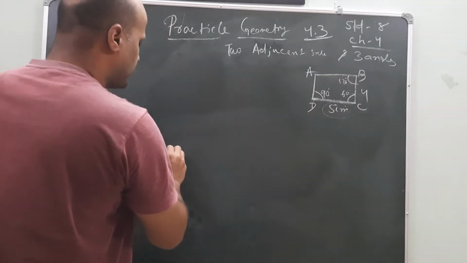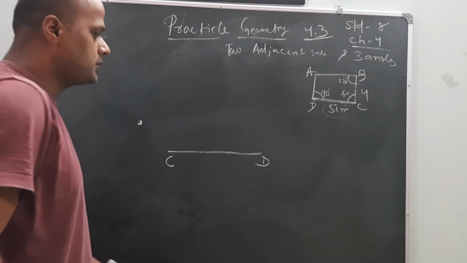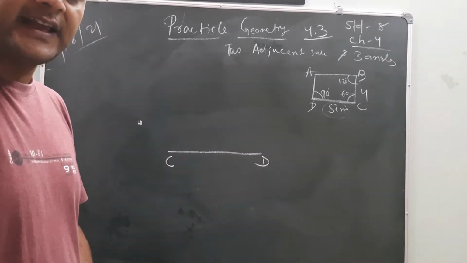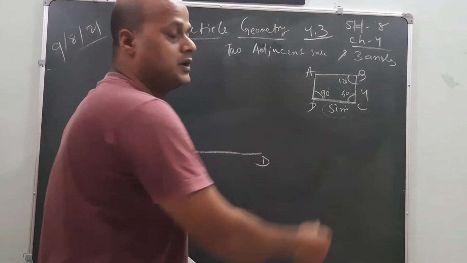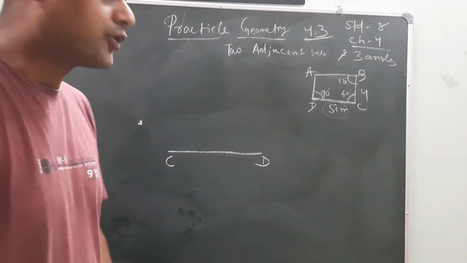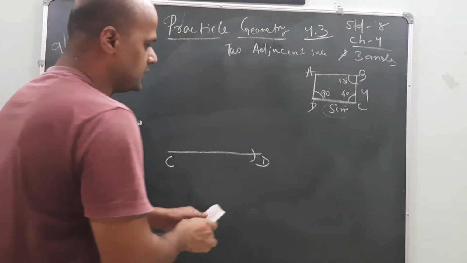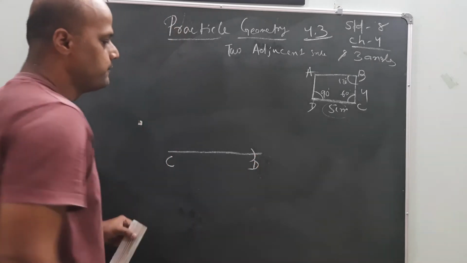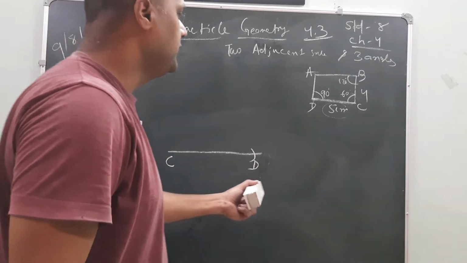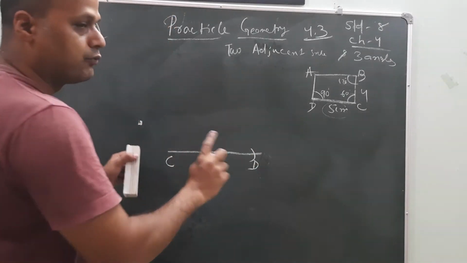So first draw CD. Draw CD with the help of the scale: transfer the dimension from the scale, how much? 5 cm. With the help of the compass, keep the needle here and cross this straight line. I will name this intersecting point as D. So how much is it? 5 centimeter. Now remember that we have to do it one by one.